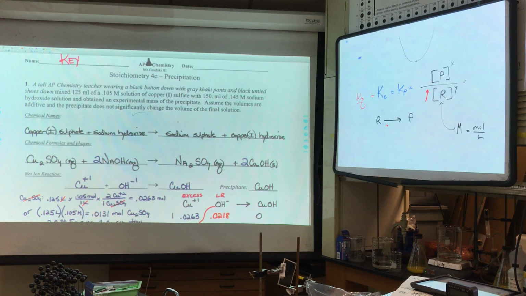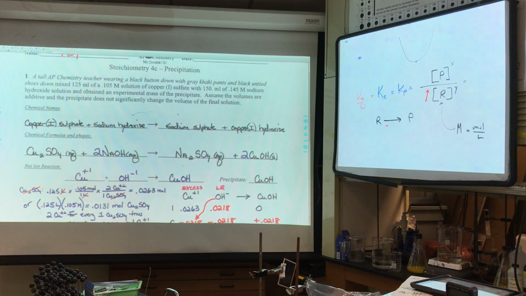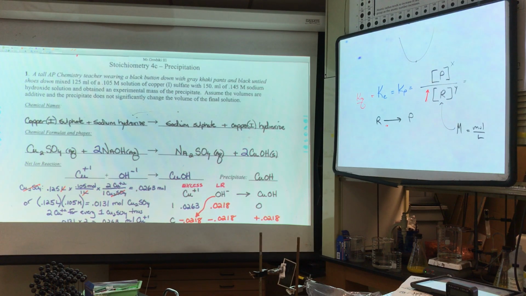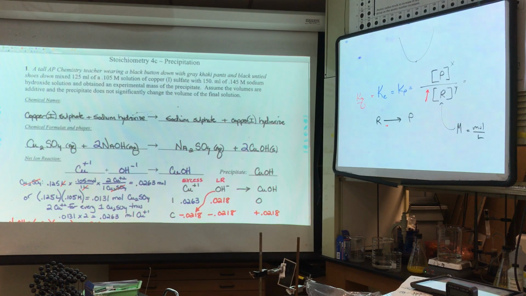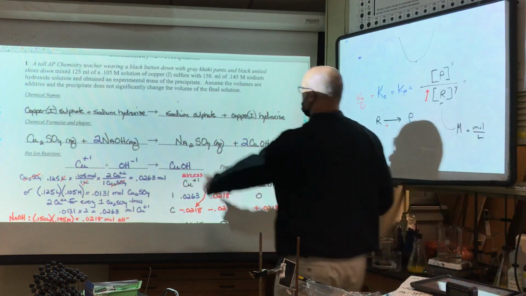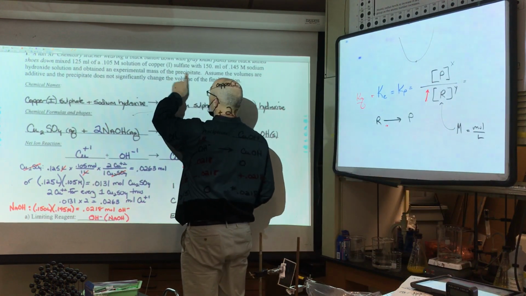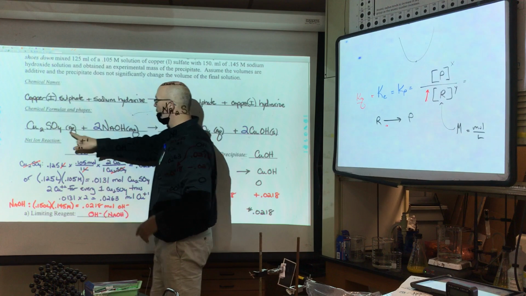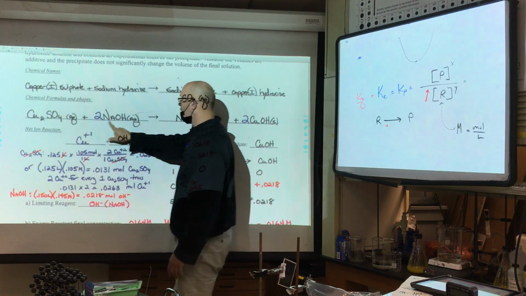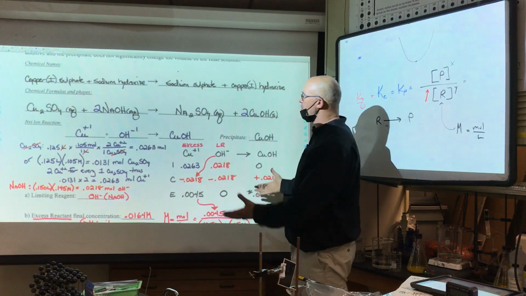Now notice I said copper 1 sulfate. From the summer, you should know that copper 1 sulfate is copper plus 1. You may not know what sulfate is, but you have a reference table. Sulfate is SO4 negative 2. So she'd been able to write those chemical formulas.